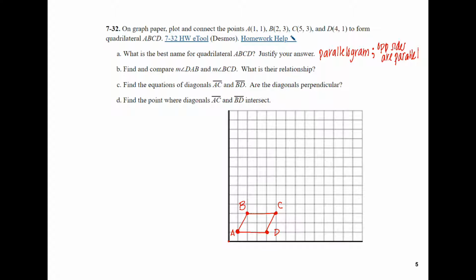Find and compare the measure of angle DAB to the measure of angle BCD. What is their relationship? So we say that those two angles are equal or congruent. So we say that angle A is congruent to angle C by the definition of a parallelogram.